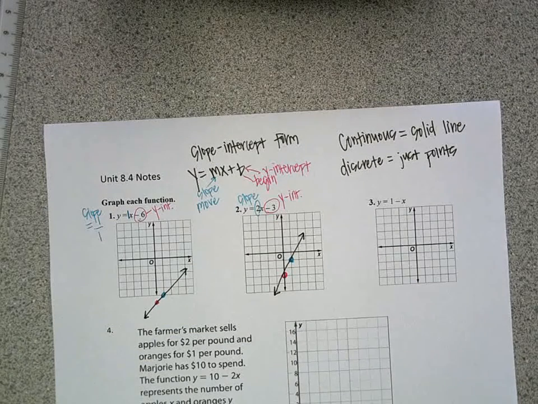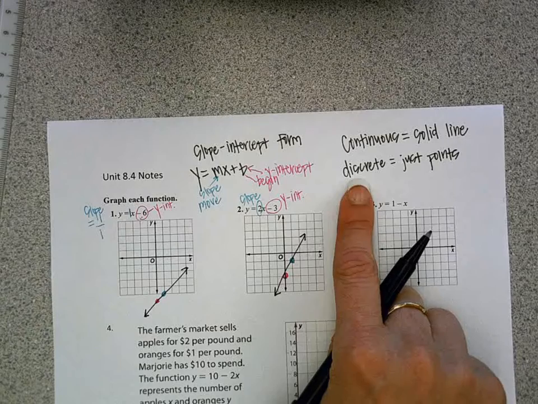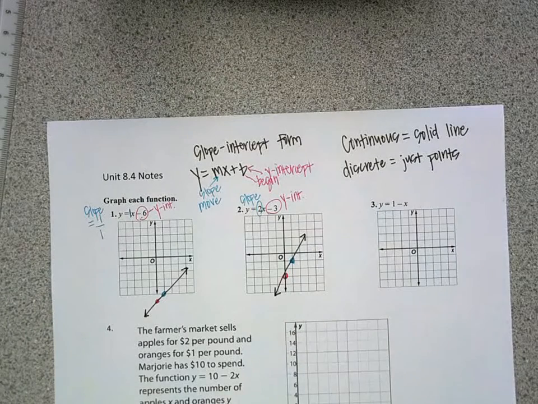Like when we talked about is something a function last week, remember how sometimes there's just random points and we decided if it was a function or not. If it's just random points, that's called a discrete graph. If it's a solid line, that's called a continuous graph. Okay, so you will need to know the difference between those two.